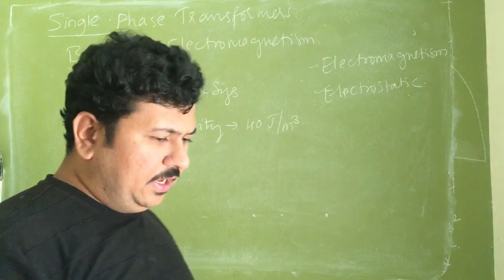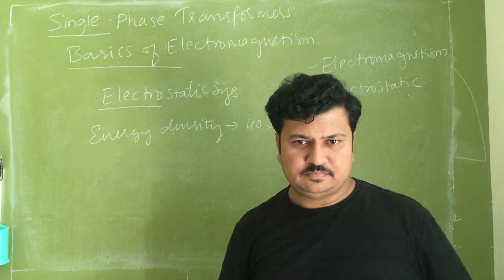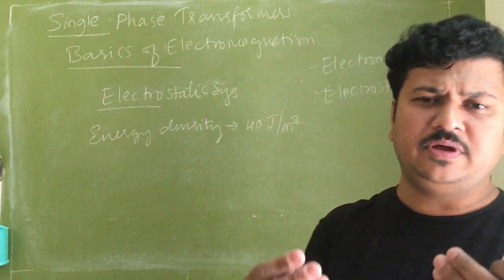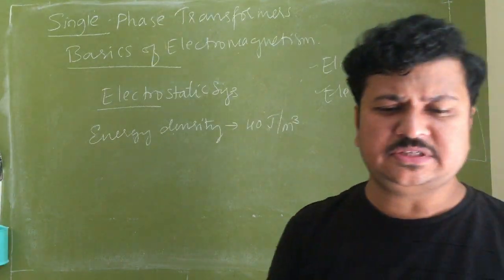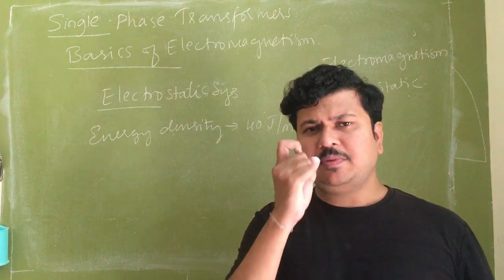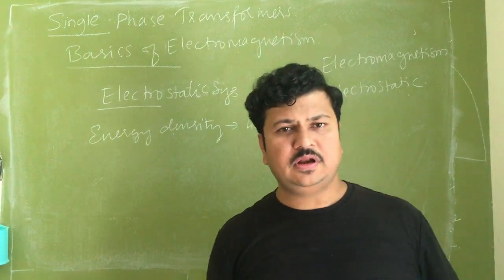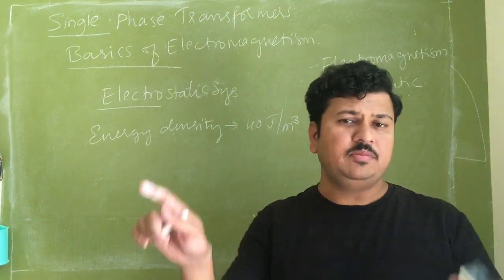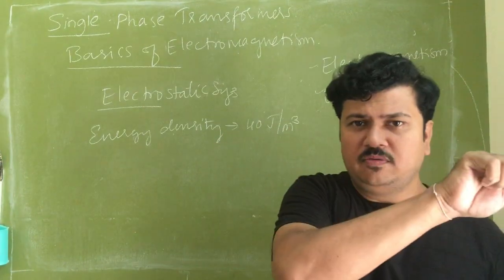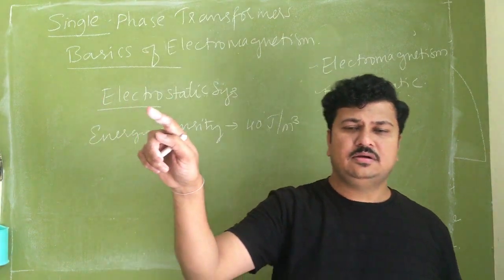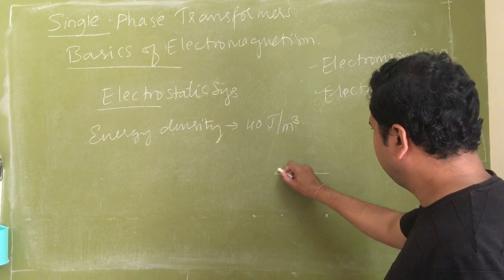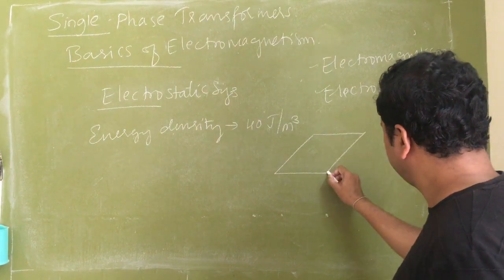If I create an electrostatic field, you know how to create one. Simply, for example, consider a capacitor. Between the plates of the capacitor is the electrostatic field. Now if the electrostatic field has a volume of 1 meter cube, 1 meter cube means 1 meter width, 1 meter depth, and 1 meter height.